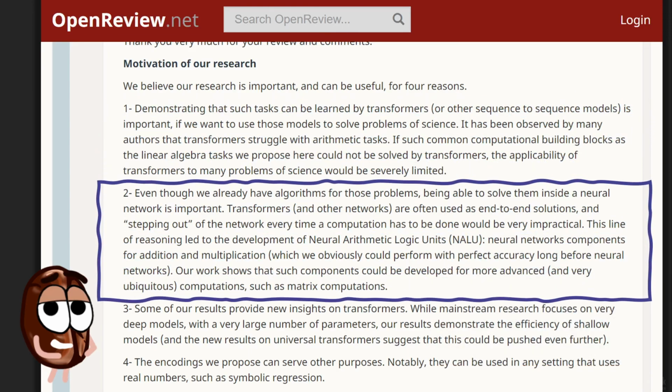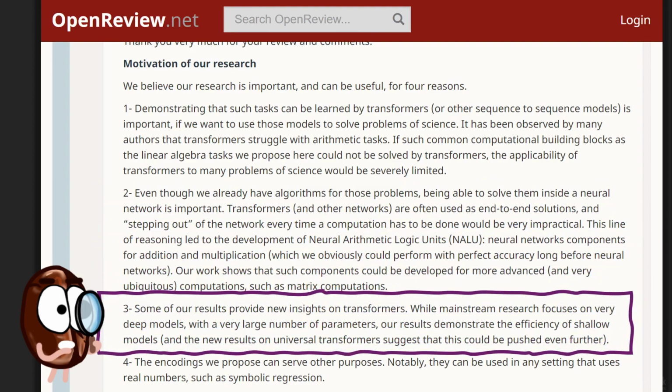One more argument that the authors make, which Miss Coffee Bean seems to like the most, is that transformers are usually used as end-to-end solutions. Let's suppose that for the solution we must compute some arithmetic operation or some linear algebra. It would be impractical when time and resources are critical to step out of the transformer to perform these operations. So having a network or a subnetwork implementing these operations in neurons is simply comfortable and practical.